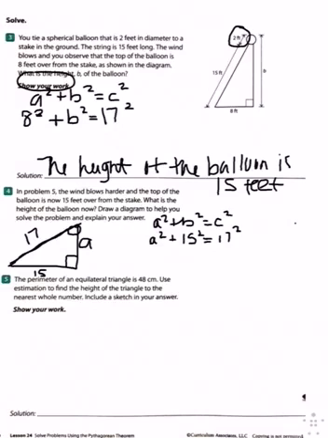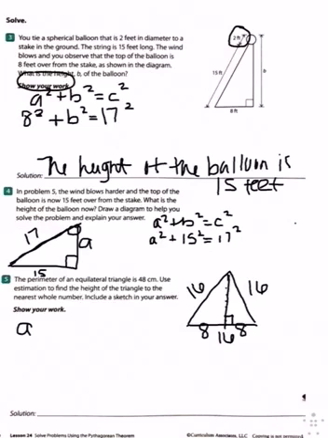Number 5, the perimeter of an equilateral triangle is 48 centimeters. Use estimation to find the height of the triangle to the nearest whole number. Include a sketch in your answer. So an equilateral triangle looks like this. If the perimeter is 48, that means that each side is 16. 16 plus 16 plus 16 gives you 48. To make it a right triangle, we make a line down the middle, which gives us our 90-degree angle. When you do that, you end up splitting this bottom piece into two sections of 8. That's what makes the 8.